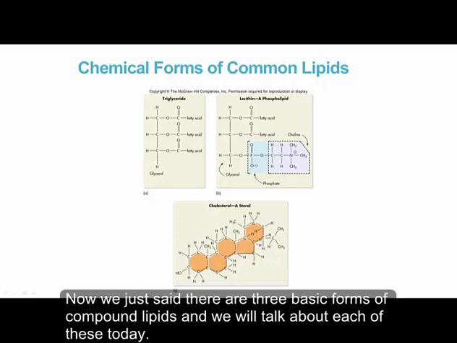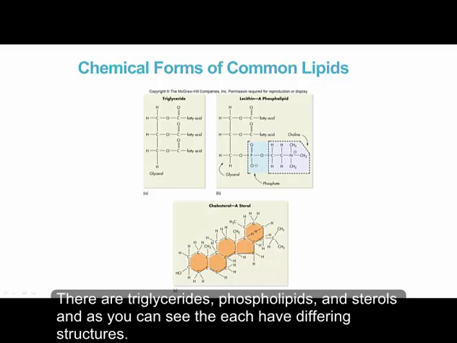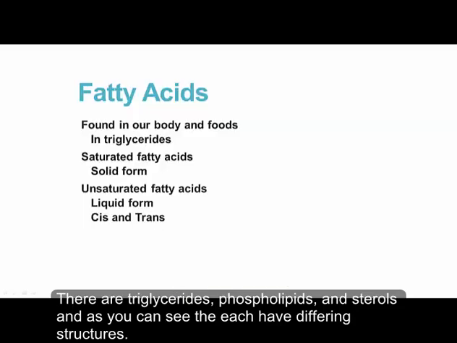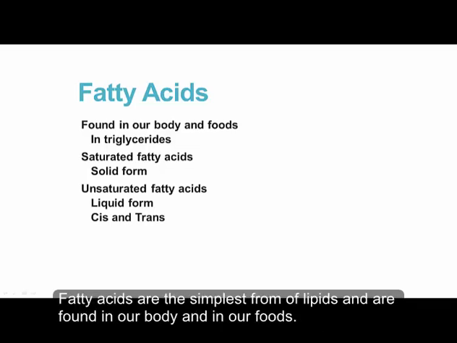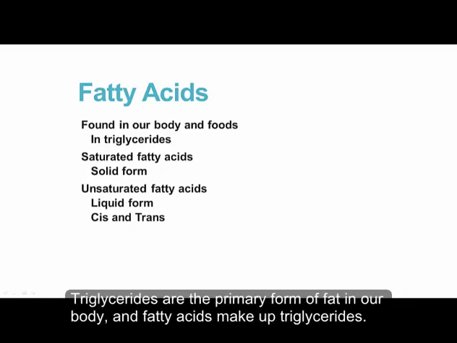Now, we just said there are 3 basic forms of compound lipids, and we're going to talk about each of these today. There are triglycerides, phospholipids, and sterols. And as you can see, they each have differing structures. First, we'll talk about fatty acids and triglycerides. Fatty acids are the simplest form of lipid and are found in our bodies and in our foods. Triglycerides are the primary form of fat in our body, and fatty acids make up triglycerides.